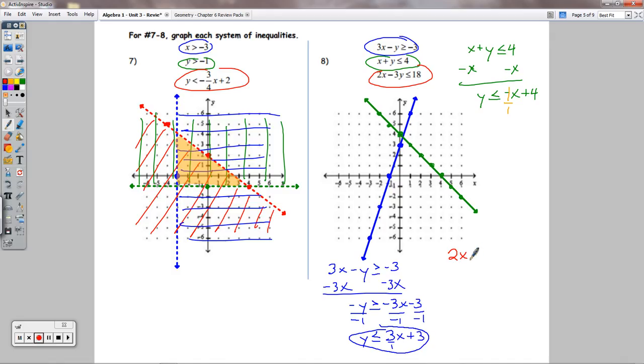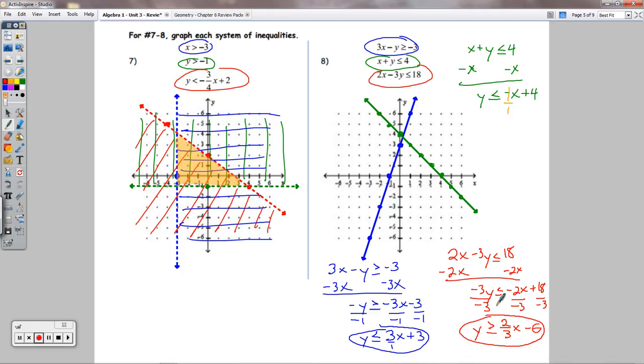And then finally the red one, that's 2x minus 3y less than or equal to 18. Solve that for y, subtract 2x and divide by -3. If we divide by a negative, we have to flip the sign. This is 2/3 x minus 6. That's in slope-intercept form now.